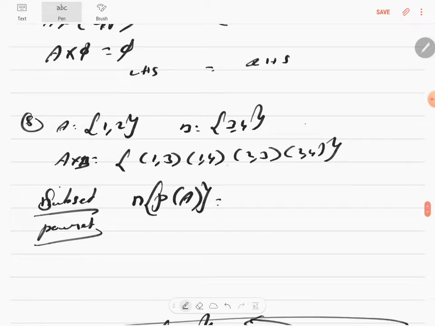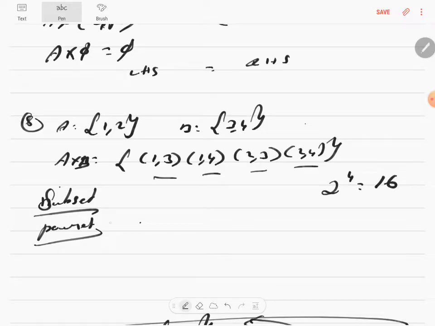I wrote A cross B, and how many elements are there in A cross B? 1, 2, 3, 4. So it's 2 to the power 4. 2 2s are 4, 4 2s are 8, 8 2s are 16, so 16 elements will be there in P of A cross B. The question is about how many subsets A cross B has. Are you clear? Yes, ma'am.